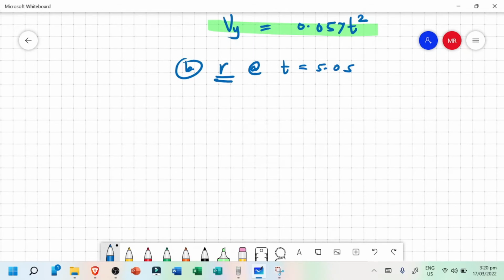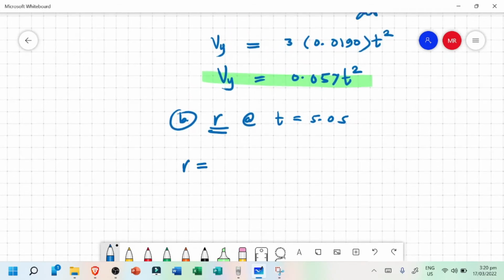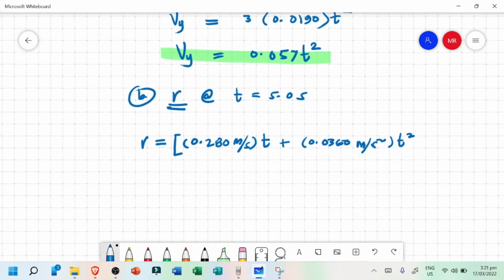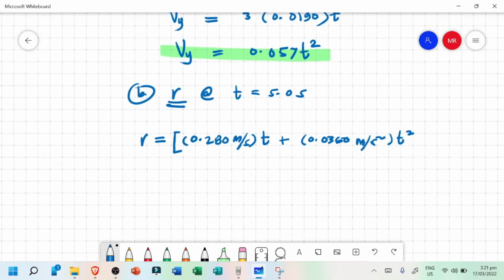function, r is equal to the quantity 0.280 meters per second times t plus the quantity 0.0360 meters per second squared times t squared. So let's say that this is the x component of your r first. Let's say this is r.